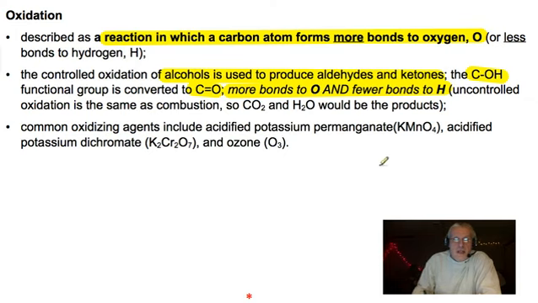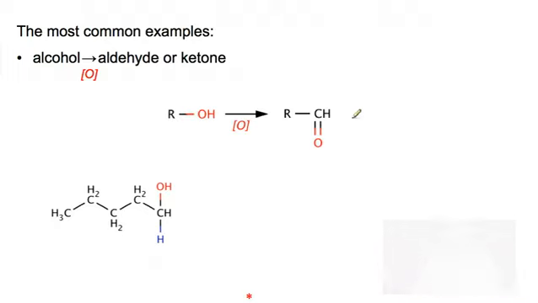And common oxidizing agents, and you should try to remember these: potassium permanganate, it's really the permanganate ion that's of interest there, MnO4 minus. Potassium dichromate, again it's the dichromate ion, this is a strong oxidizer. And ozone is also an oxidizing agent, although that's more atmospheric than in the lab. So permanganate and dichromate ions are good oxidizers.